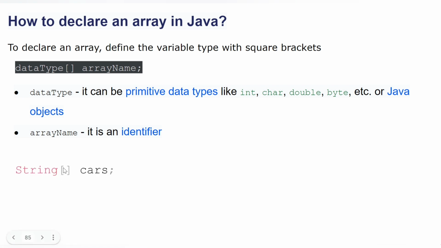For example, here also we can have an array with a string data type. You need to provide string as the data type, then you have the square brackets and then the name of the variable. Let's say this is storing the different types of car names, so this is the array here which will store the string values.